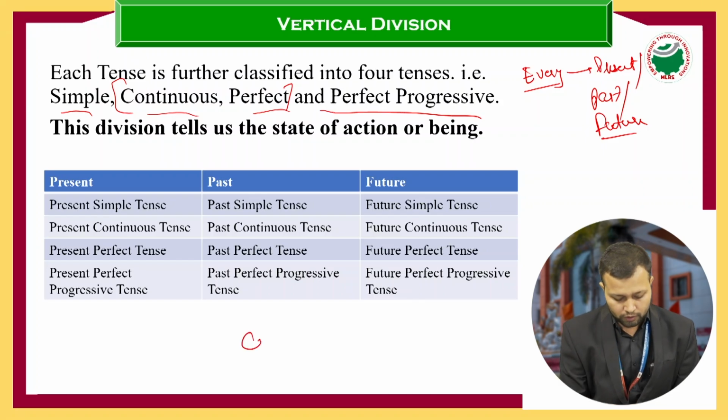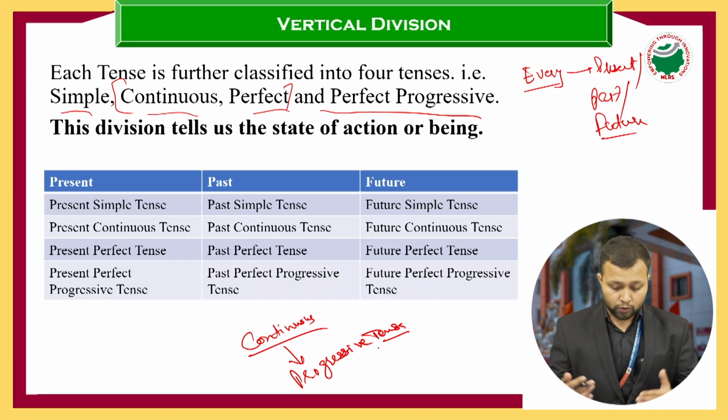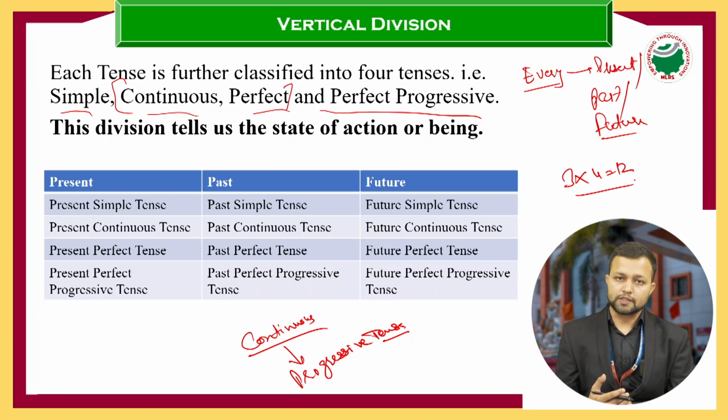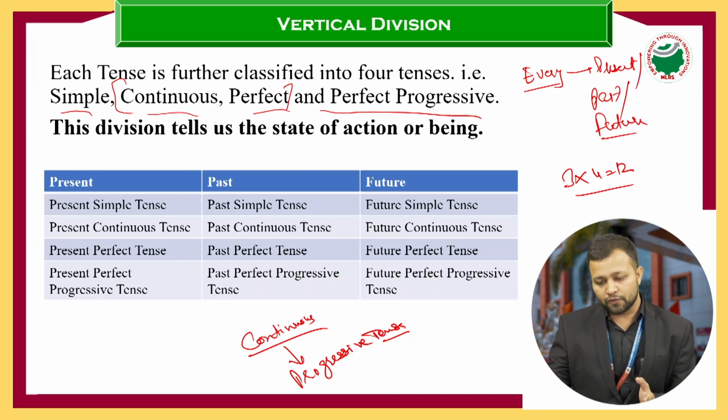You can also call continuous as progressive tense. So we have total 3 cross 4, 12 tenses, that is present simple tense, present continuous tense, present perfect tense, and present perfect continuous tense in case of present tense. In the same way, simple past tense, past continuous tense, past perfect, and past perfect continuous tense. In the same manner, in future, simple future tense, future continuous, future perfect, future perfect continuous tense.